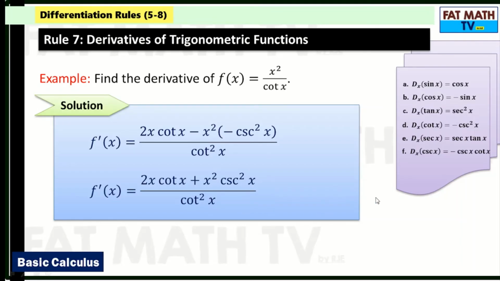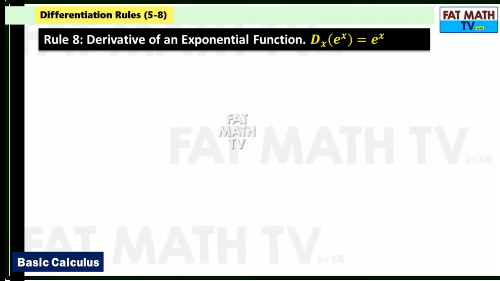So we are applying here simultaneously the quotient rule and the derivative of cotangent x. Okay, rule number 8, the derivative of an exponential function e raised to x is simply itself. And we can derive this formula by applying the limit definition of the derivative and applying also another special limit that involves the exponential expression.